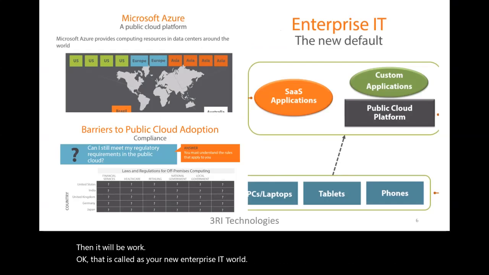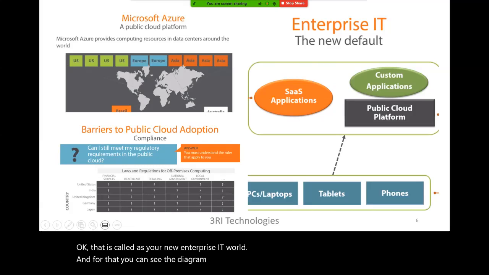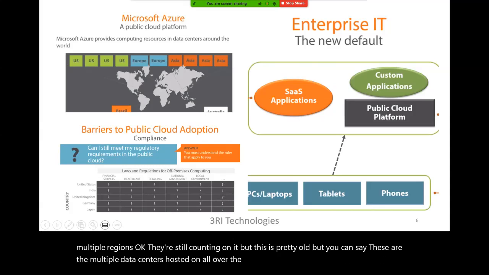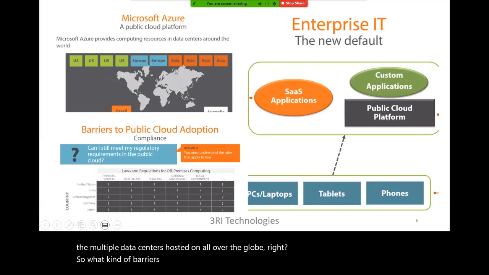And for that, you can see the diagram, because Microsoft hosted their multiple data centers in multiple regions. Okay, they are still counting on it, but this is pretty old. But you can say these are the multiple data centers hosted all over the globe, right? So what kind of barriers do we have in the cloud platform? Okay, so if you can see, we have these barriers.